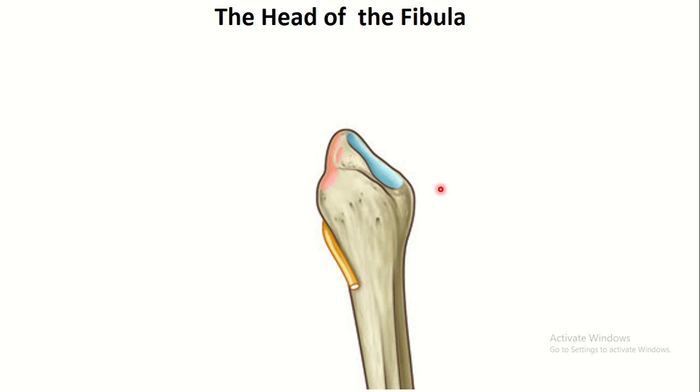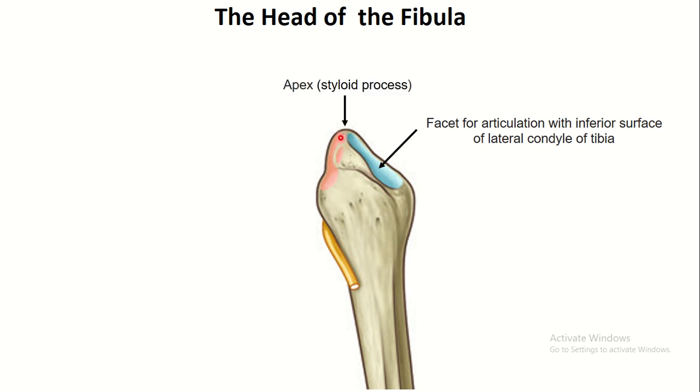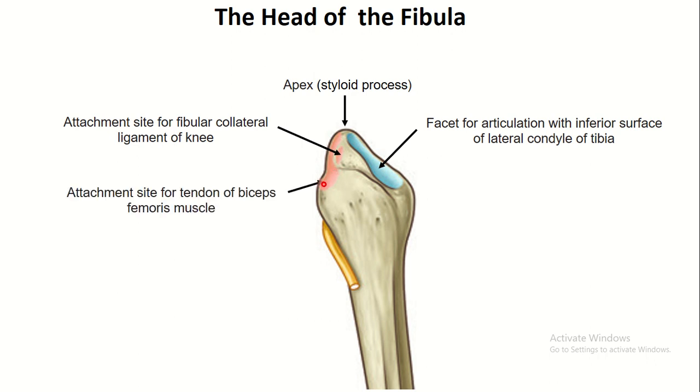The first thing you will see in front of you on the head of the fibula is this facet for articulation with the similar facet on the lateral condyle of the tibia. Above this starts a blunt area of the head called the apex or styloid process. Below the styloid process we find the attachment for the fibular collateral ligament of the knee, or the lateral collateral ligament, and below this is an important site for attachment of an important muscle of the posterior group of the thigh, which is the biceps femoris muscle.